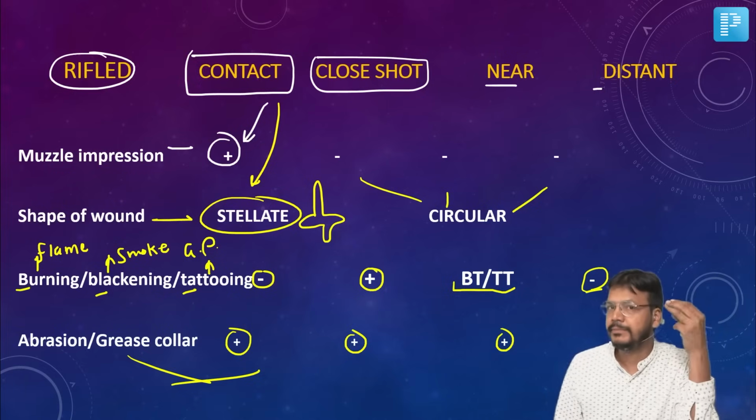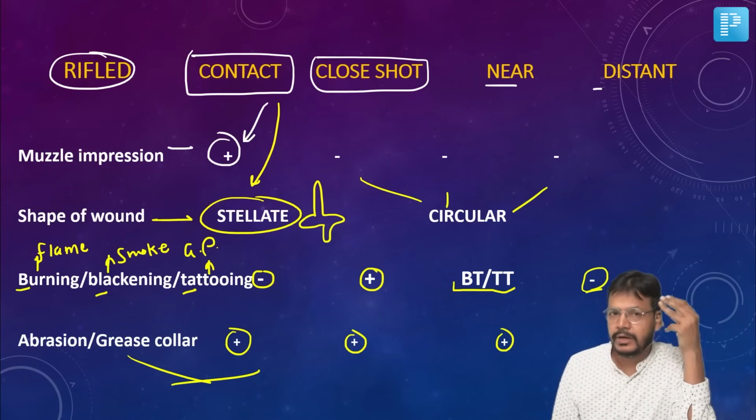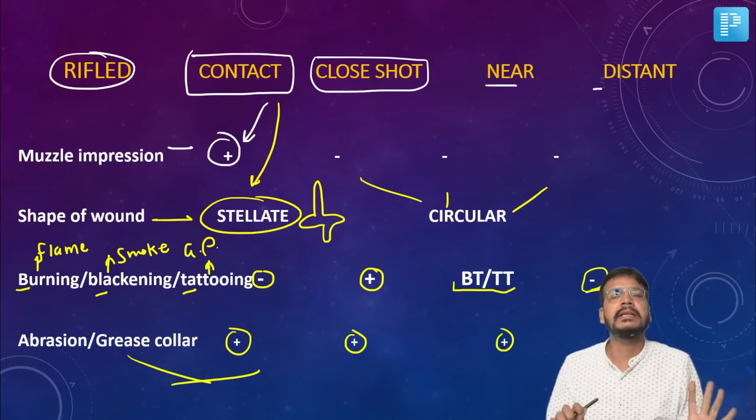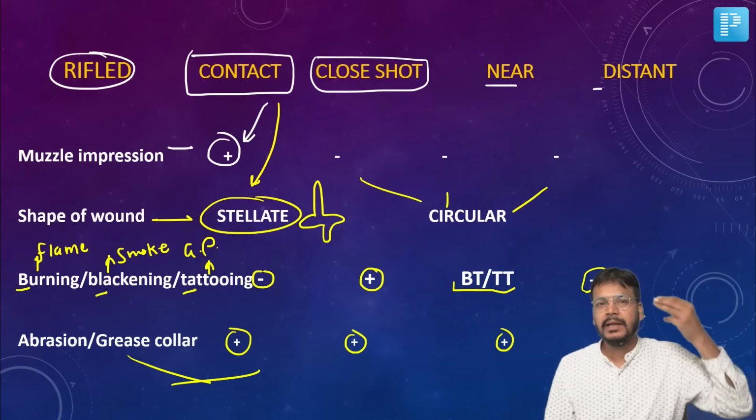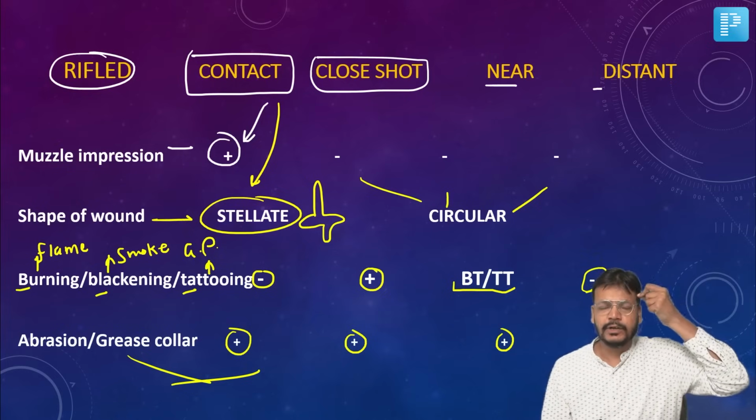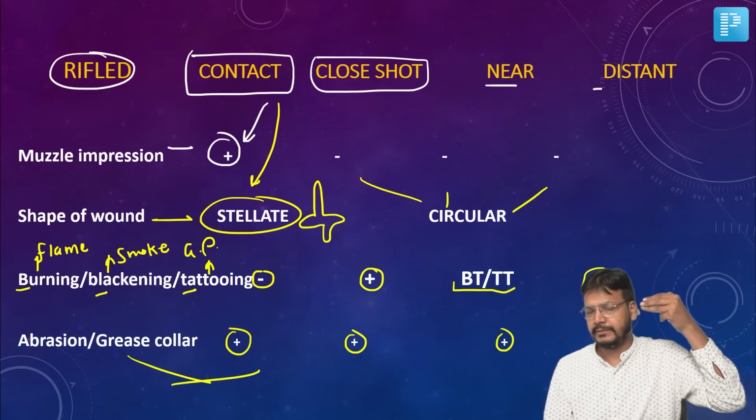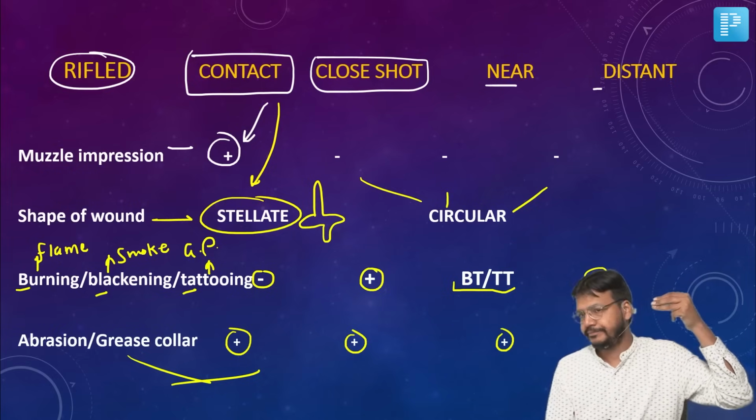Again, I'm revising. Muzzle impression, contact shot. In contact shot, it is stellate, all the remaining are circular. In contact shot, burning, blackening, and tattooing will be absent. Everything goes inside the track. In close shot, it will be present. All three present.